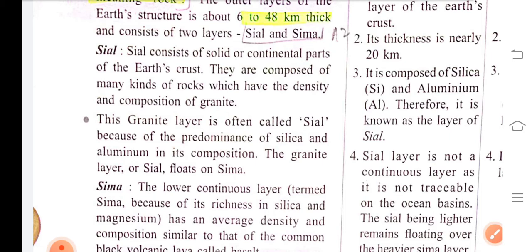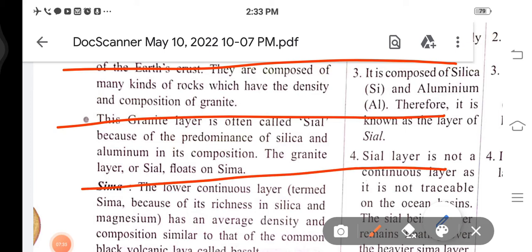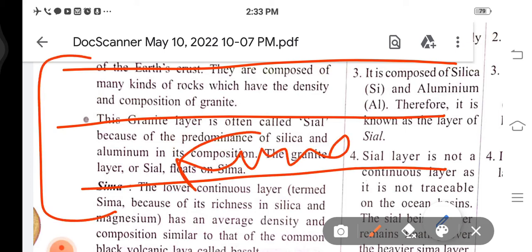This granite layer is often called Sial because of the predominance of silica and aluminum. Do you know what predominance is? Dominance means that it's suppressing. So the concentration of silica and aluminum is more in this layer. The granite layer or Sial floats on Sima. This whole part is the crust, this downside is Sima, and this is Sial.